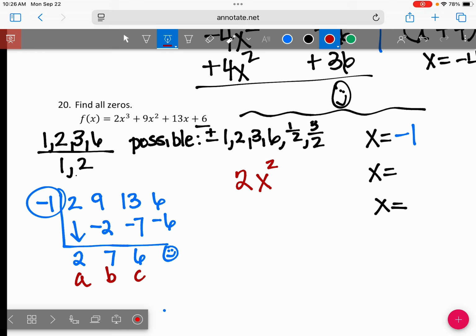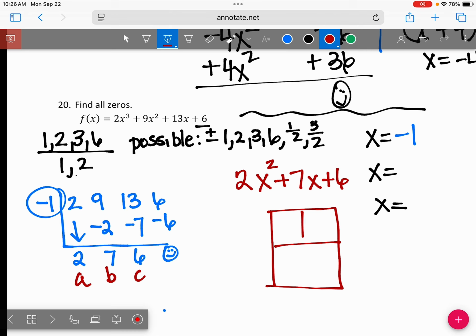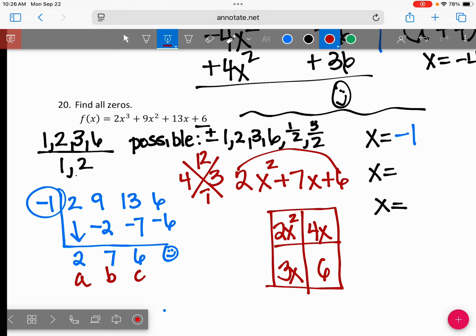All right, so 2x squared plus 7x plus 6. I'm going to go ahead and factor that down. You can use whatever factoring method you prefer. I need 2 numbers that multiply to be A times C, which is 12, and add to 7, so that would be 4 and 3. And then I simply take out my GCF. So this would be a 2x, this is a 3, this is a x, and this is a 2. When I check, everything does work out.